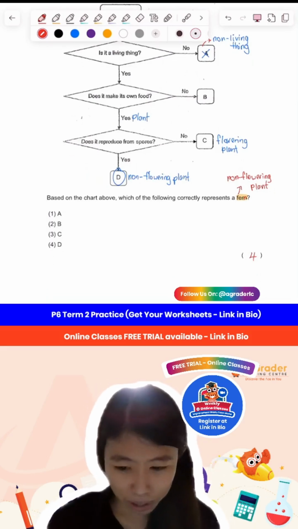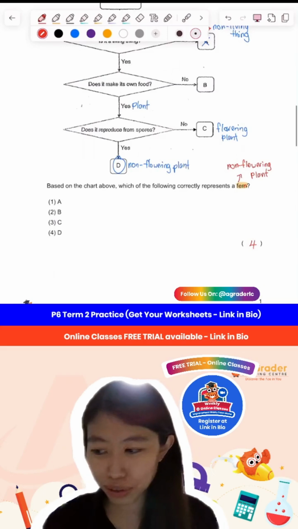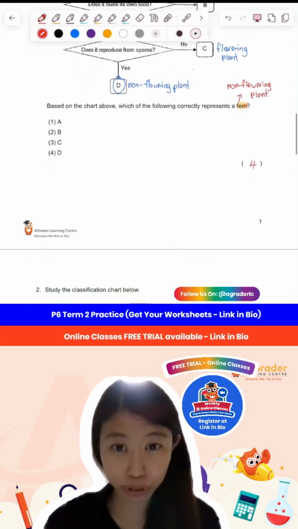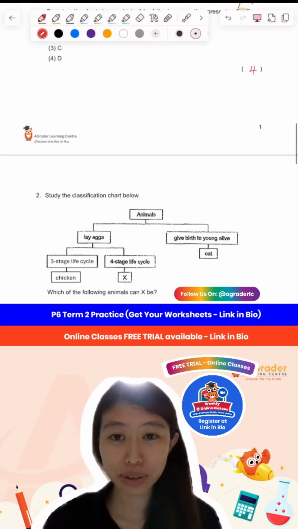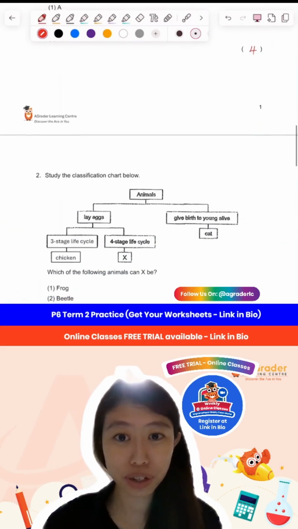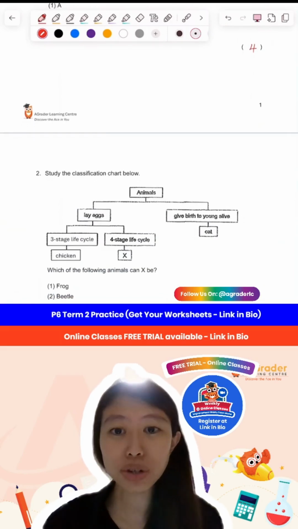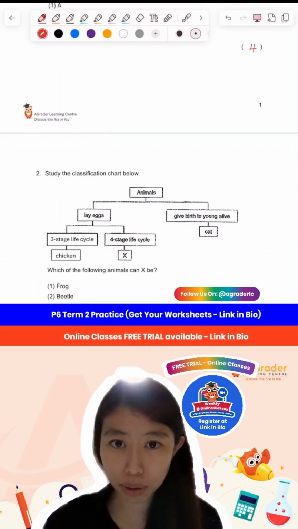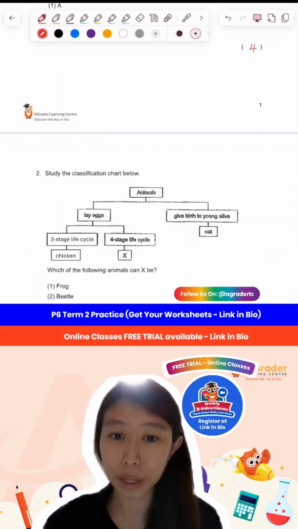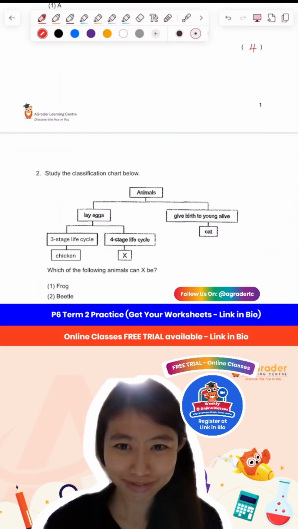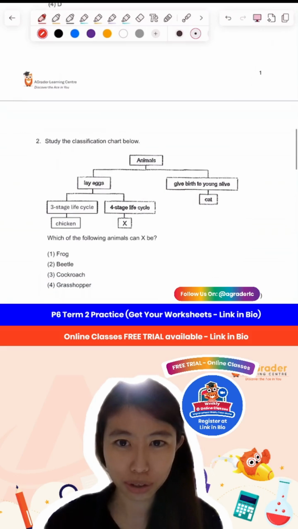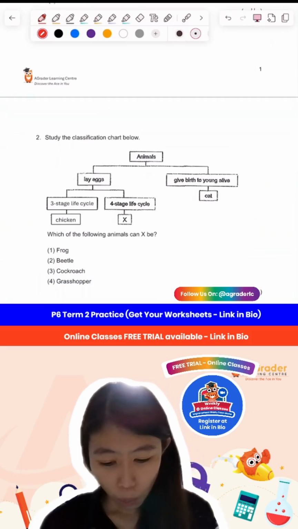Okay, everybody, now let's move on to the next one. Let's look at question 2. Study the classification chart below. Which of the following animals can X be? This is your P4 topic on the life cycle. I can show you the whole question. So, what do you think?